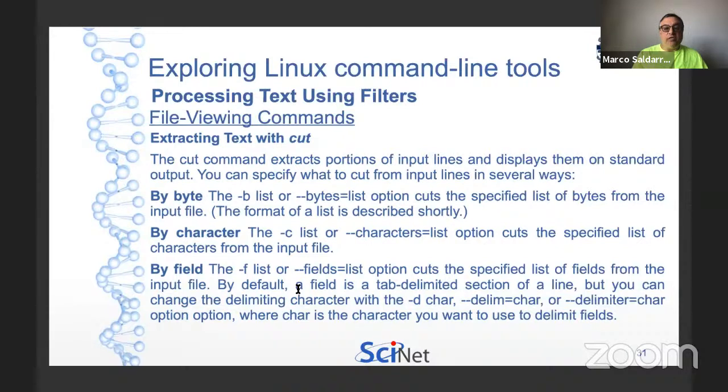By default, the delimiter is tab, but you can use -F, and with -D, you say which character is the delimiter. For example, if I want to use a comma as the delimiter, it's a comma-separated values file, CSV. I can do cut, and I want to see the third column of that CSV file. I can do cut -f3 -d, and the name of the file, and it's going to show me only that third field in all the lines of the file.